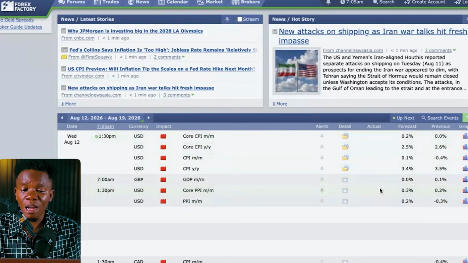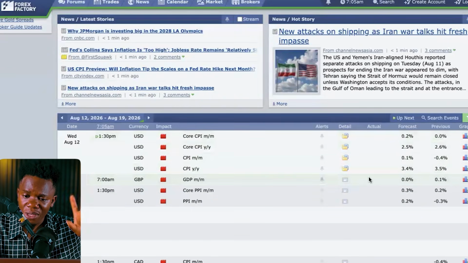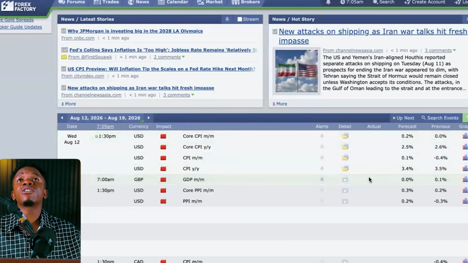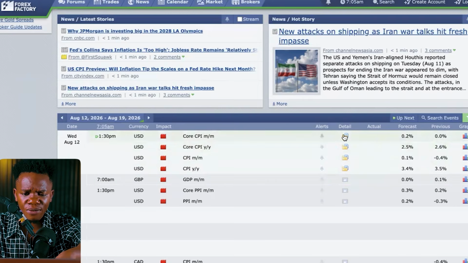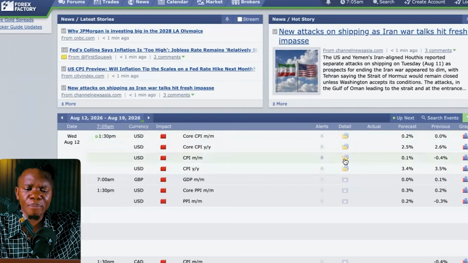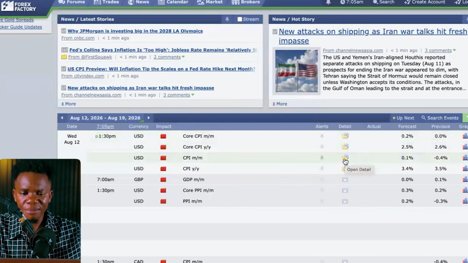And sometimes the actual can be better than the forecast, which means here will be showing green, all right? Then people will think, okay, it's an opportunity to buy USD. And at the end, the market will drop. So we don't use any of this. For example, click on this. If some people can click on this folder to take a look at previous history, you don't need all that.